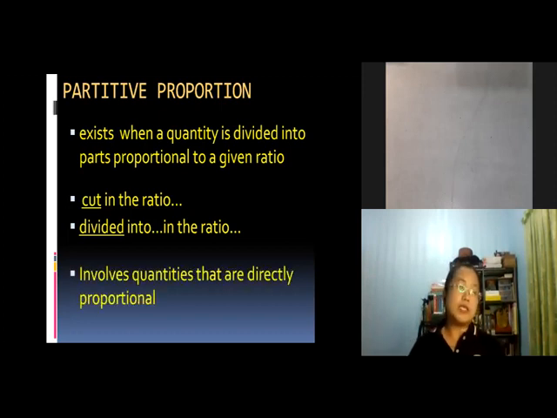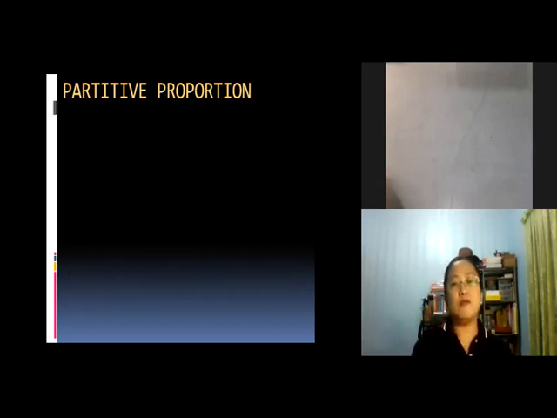And besides, partitive proportion involves quantities which are directly proportional. So, automatic yan. This would only involve directly proportional numbers. So, ibig sabihin, hindi siya inverse. So, ang mga involved na quantities dito, directly proportional. Ibig sabihin, kung yung ratio ninyo maliliit na number, kapag meron doon na lumaki na isa, kailangan the rest would go the same way. Lalaki din siya. So, let's now begin solving partitive proportion problems. Let's have our first problem for today.